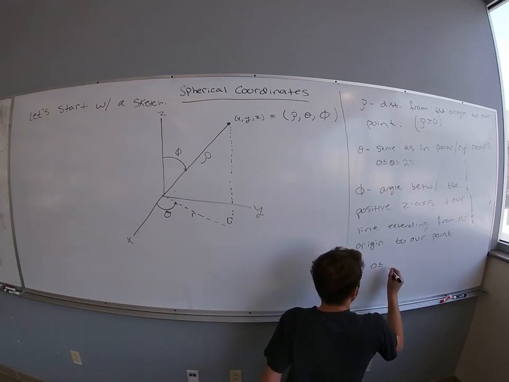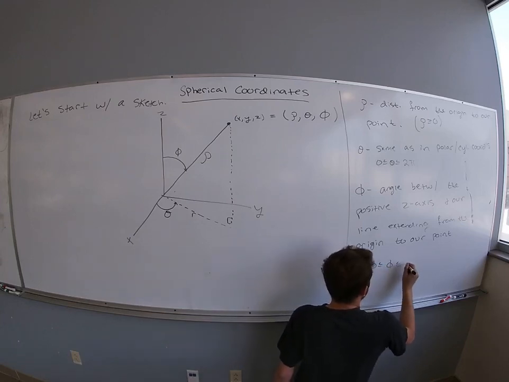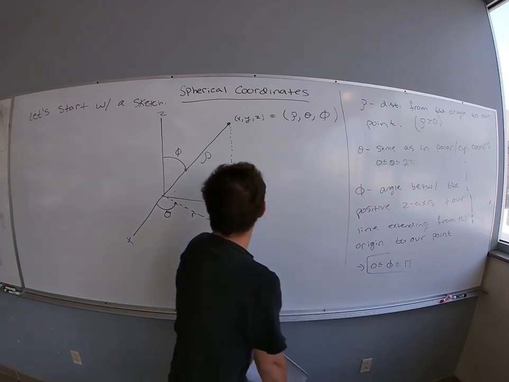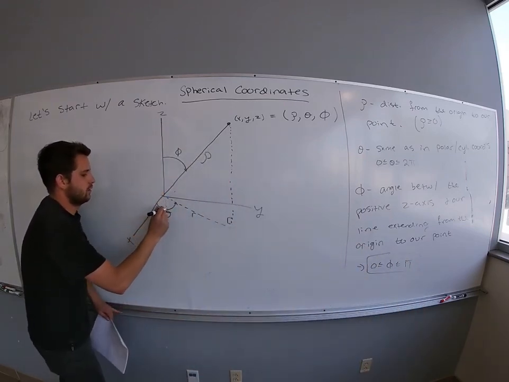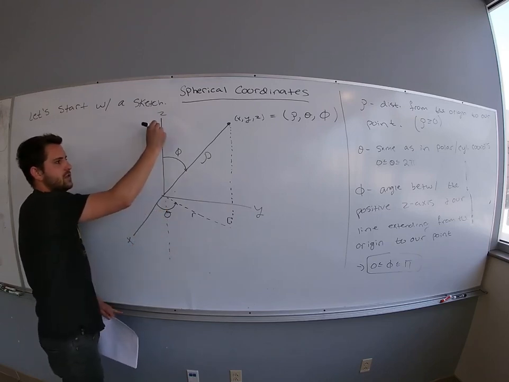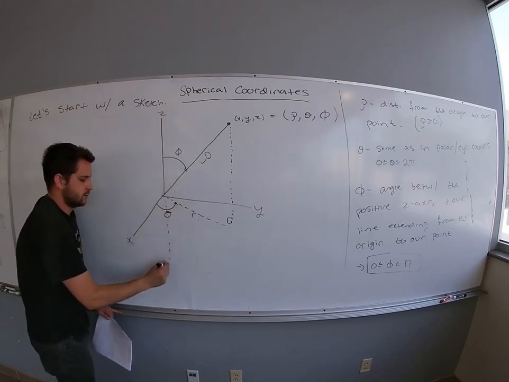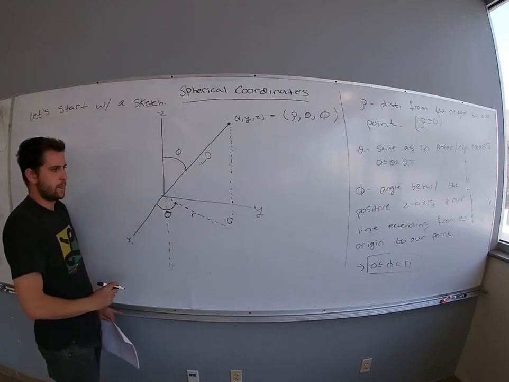And let's note that we're going to put phi in between 0 and pi, okay? This one is restricted too. So it can run all the way from the top of the z-axis all the way down to pi here, okay? But no further.